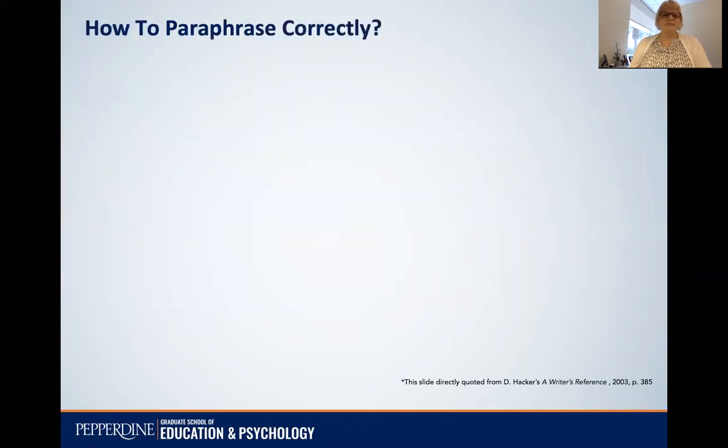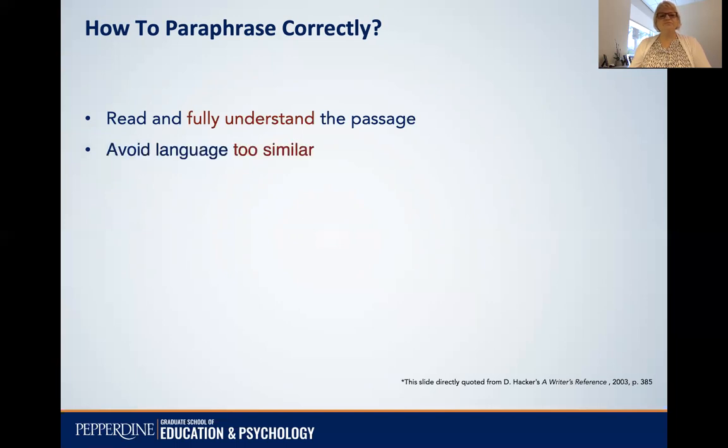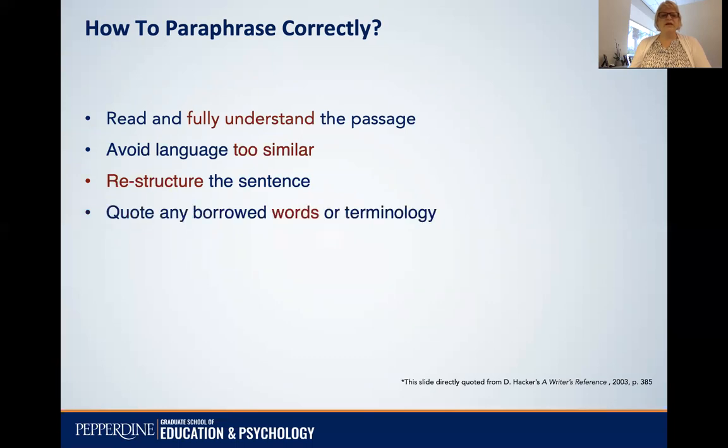Let's take a look at some ideas for how to paraphrase correctly. First, I always recommend you read and fully understand the passage. This might require some extra time to really grasp what this passage is saying. Then, as you compose your paraphrase, avoid language that's too similar. Maybe consider restructuring the whole sentence. That makes it much easier to avoid that similar language. And then be sure to put quotation marks around any borrowed words or terminology.